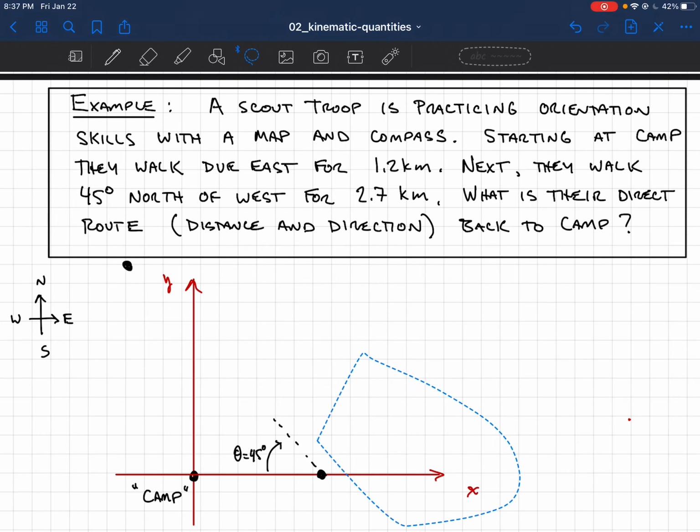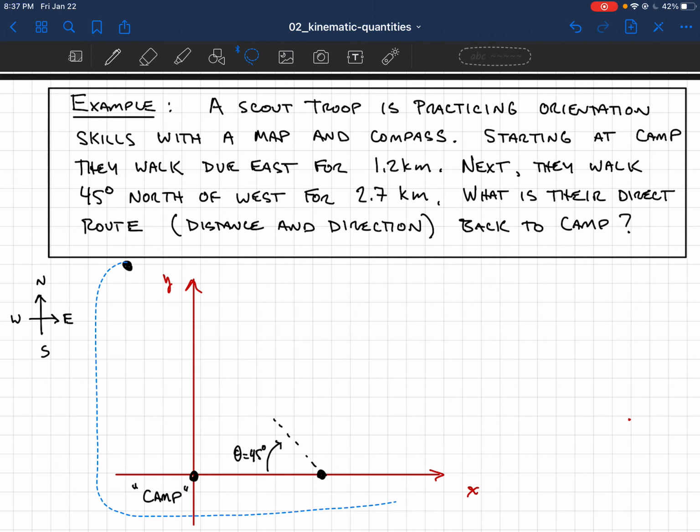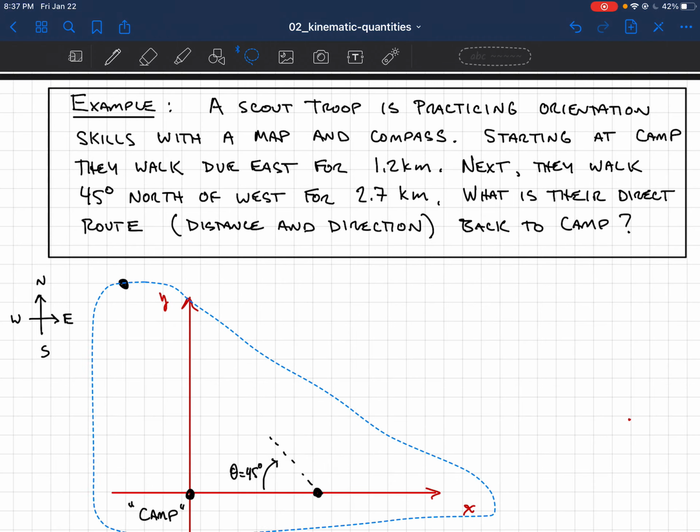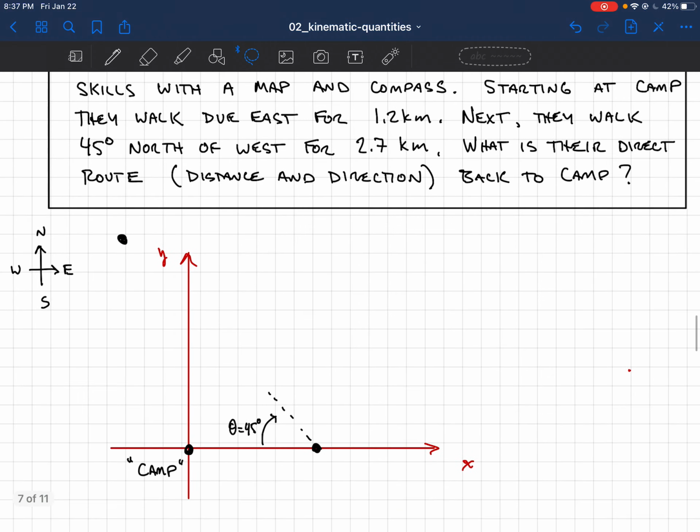So what does that mean? How do we answer the question? Well, you can sort of see what they want to do now. They want to go from the point where they sit in the woods and go back to camp. So it's going to be something like along this direction. But now let's try and assign the quantities that we've already learned to this type of problem.